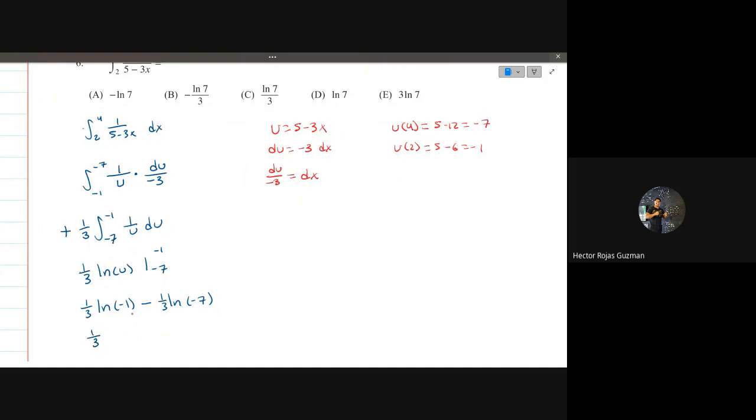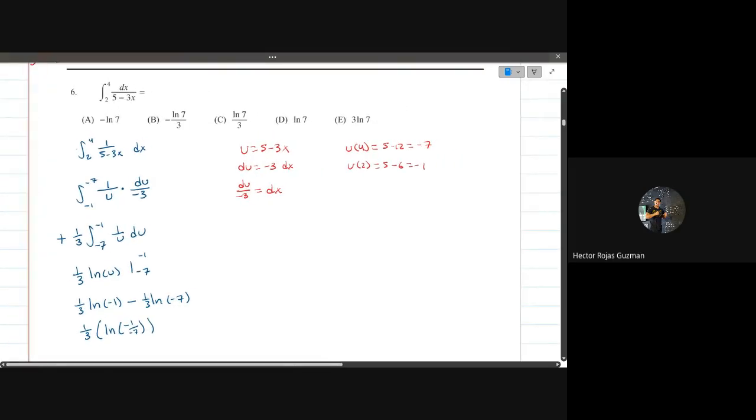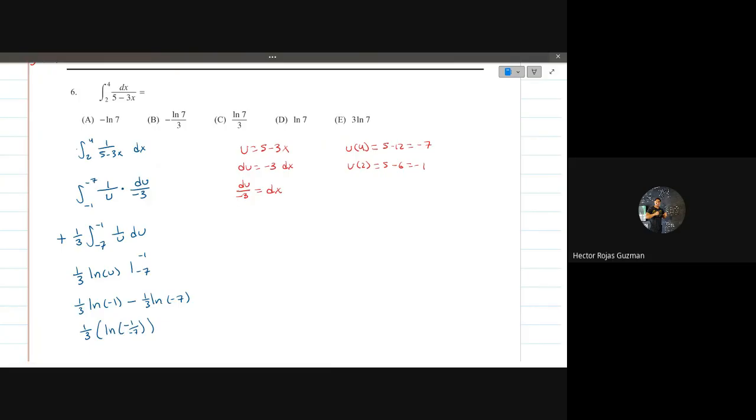Using the properties of logarithms, we can take the two logarithms and combine them into one by taking the negative 1 and dividing it by negative 7. Oh, also, that 1/3, I'm just going to factor it out. So we have negative 1 over negative 7, which is 1 over 7. And that is still not an answer. Let me check my work real quick, because right now I'm getting 1/3 the natural log of 1 over 7. Let's see.